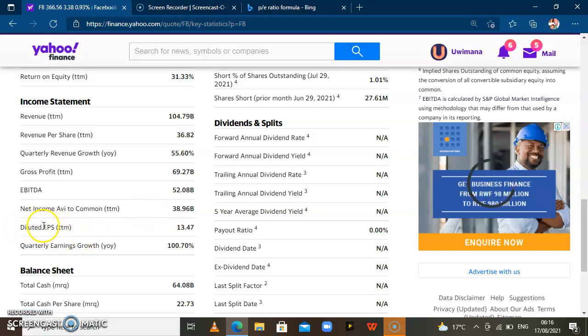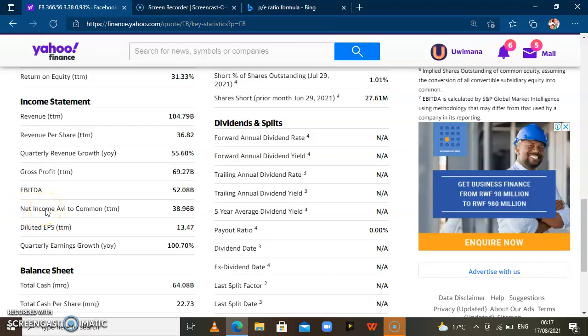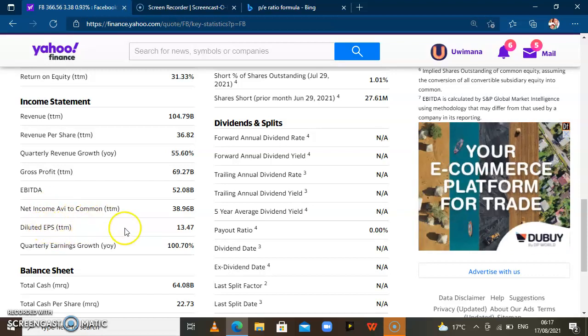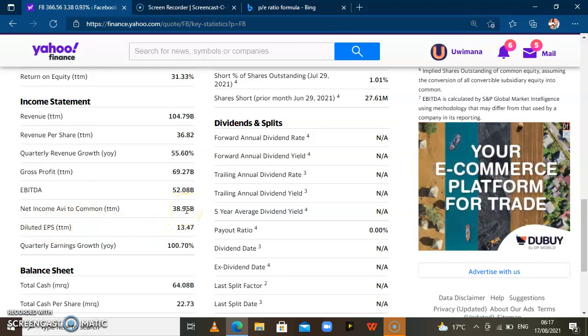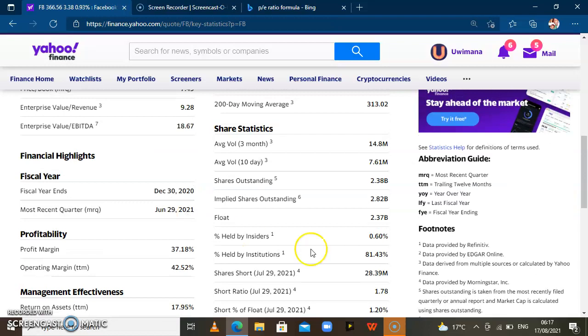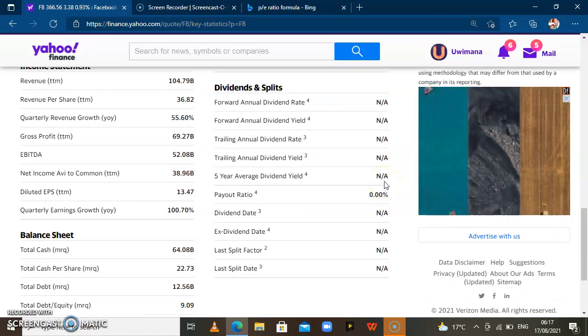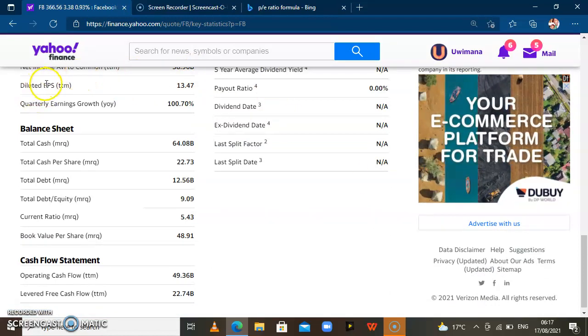Now diluted EPS. EPS is called earnings per share. The net income is the same as net profit, right? So for earnings per share, we get this number and divide it by the total number of shares, or what we call shares outstanding, which is just this number. We divide it by this, and what we get is this thing we see called EPS, or earnings per share. I can say profits per share, the same thing.